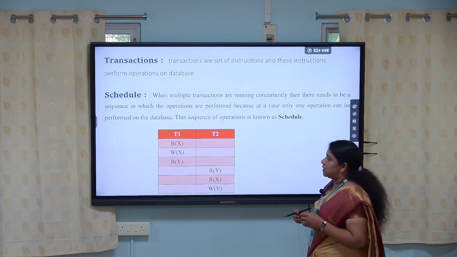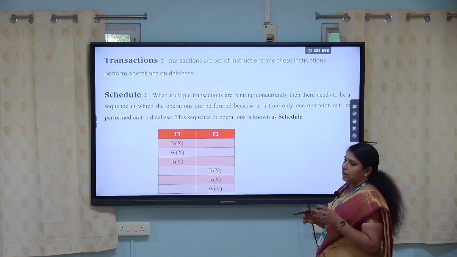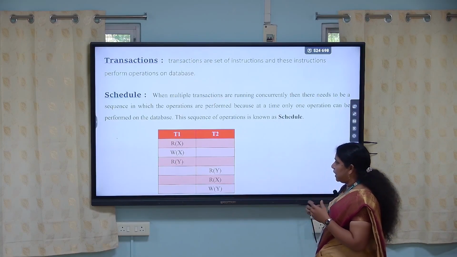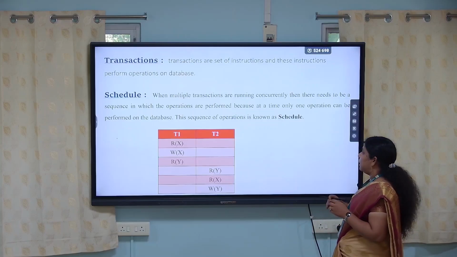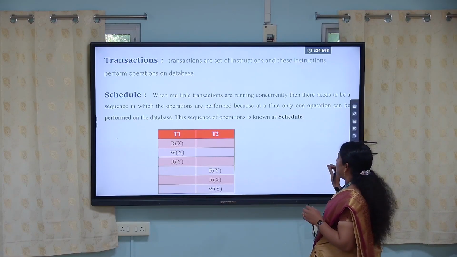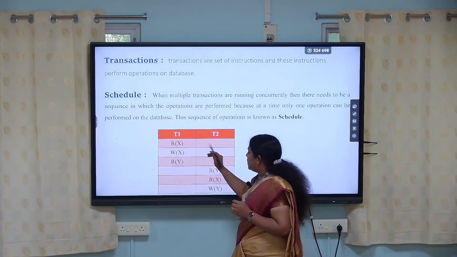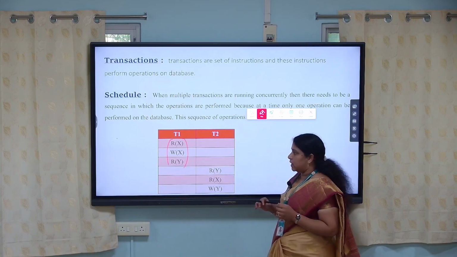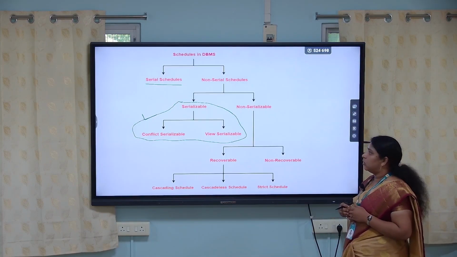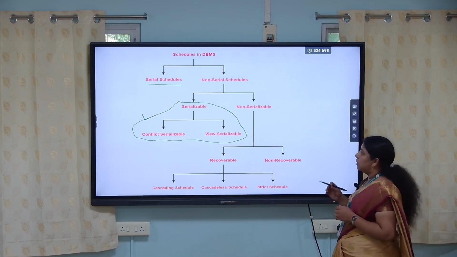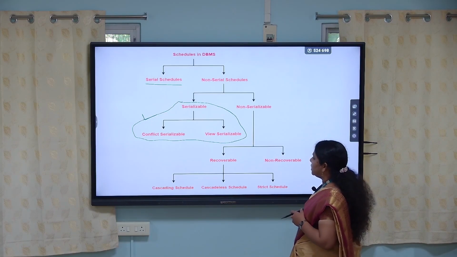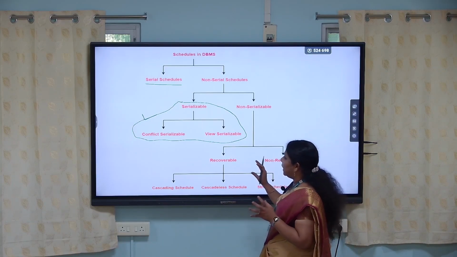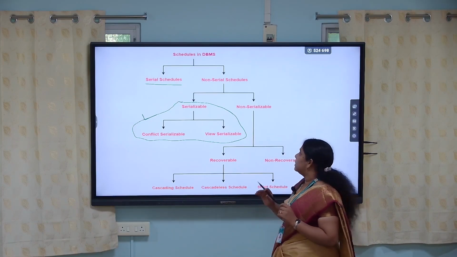Here, transactions running concurrently form a schedule. The operations that are performed in a sequence completely in the database are said to be the schedule. These are the set of operations that are performed in a single transaction. There are two different types of schedules in DBMS: serial schedules and non-serial schedules. Here I am going to discuss the topic called serializability in non-serial schedules.